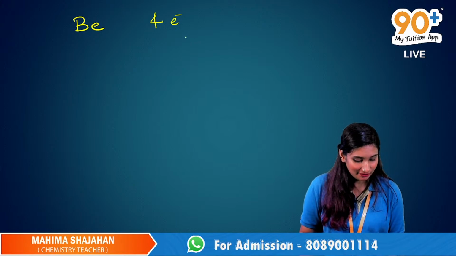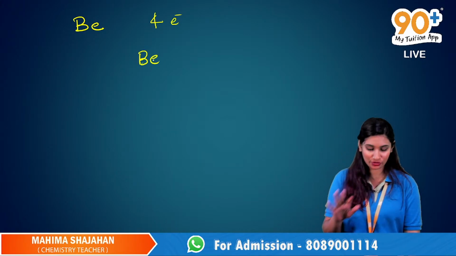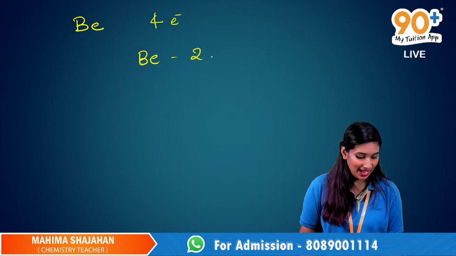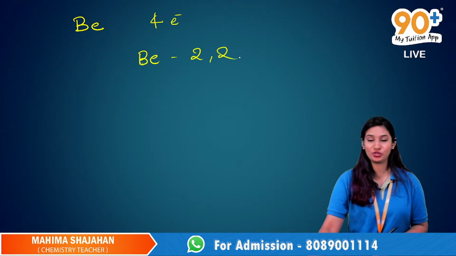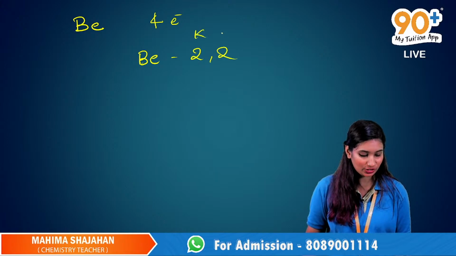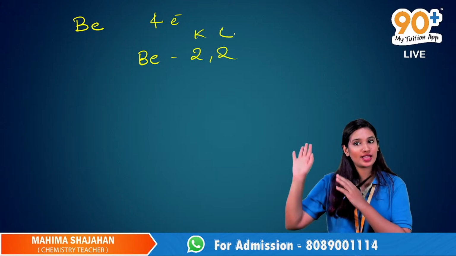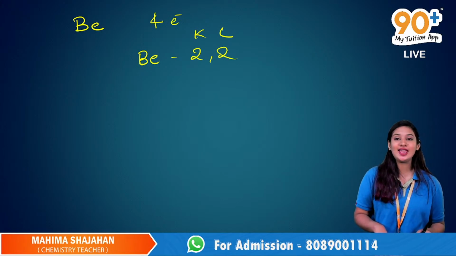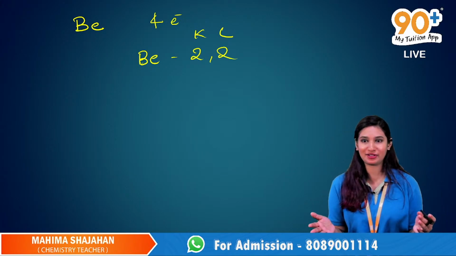Now, it is beryllium. Beryllium has got a total of 4 electrons, right? So, 2 electrons in the K shell and in the next shell, 2 electrons. 2 comma 2. You can write it like this. K shell 2 electrons, L shell 2 electrons. Write the electronic configuration like this. Yes, perfect. So it's easy, right?